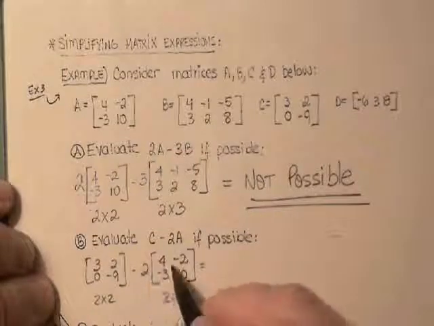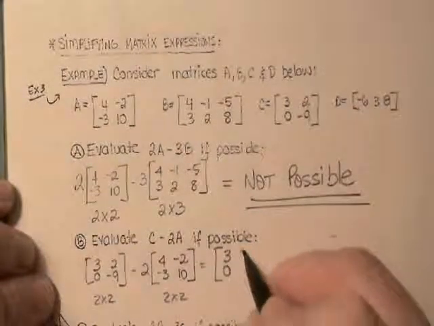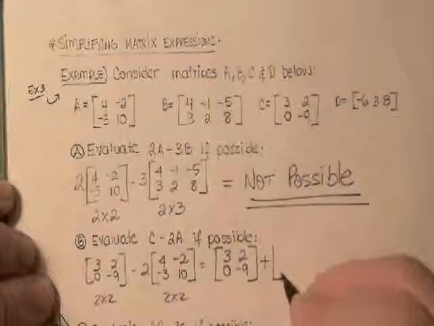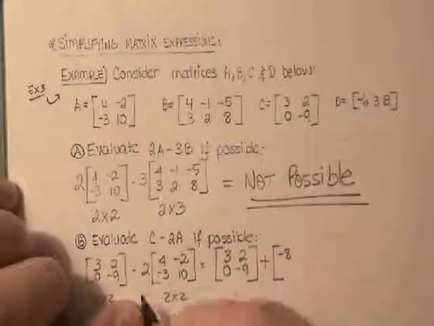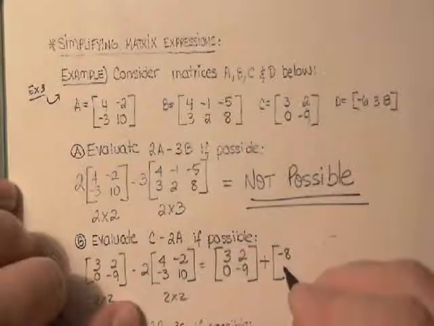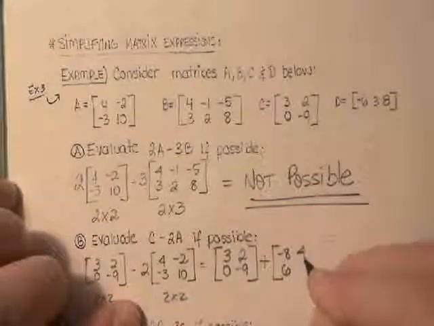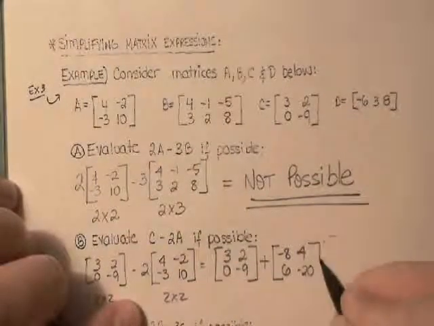First thing I'm going to do, I bring the 2 inside. So basically this will be a 3, 0, 2, negative 9, plus bring the negative 2 inside. So negative 2 times 4 is negative 8. Negative 2 times negative 3 is positive 6. Negative 2 times negative 2 is positive 4. Negative 2 times 10 is negative 20.